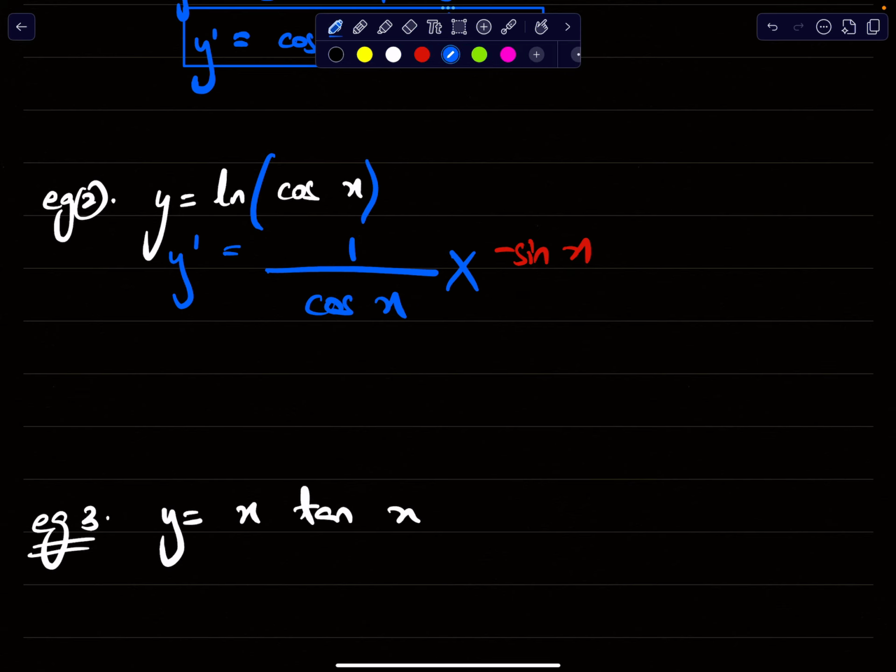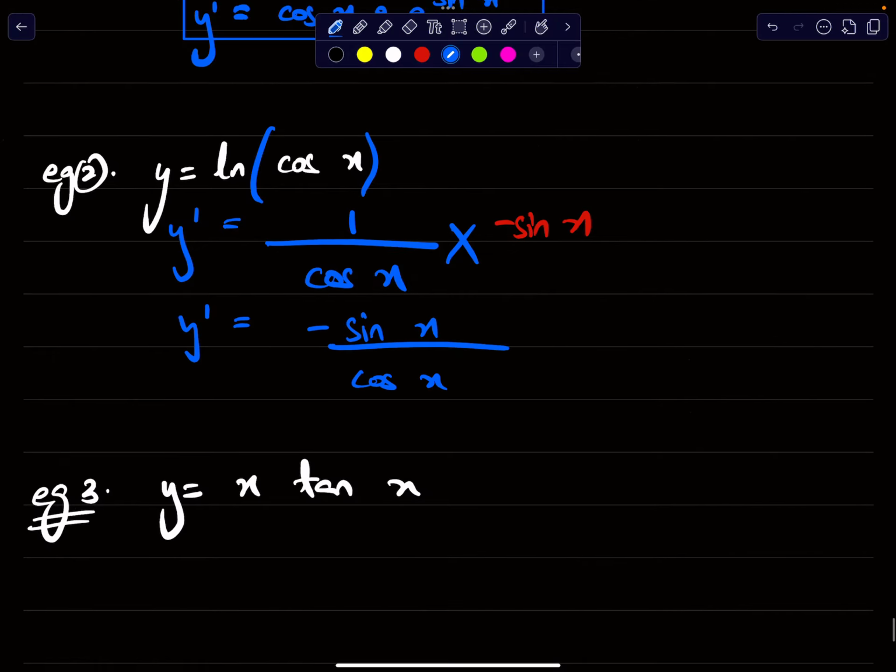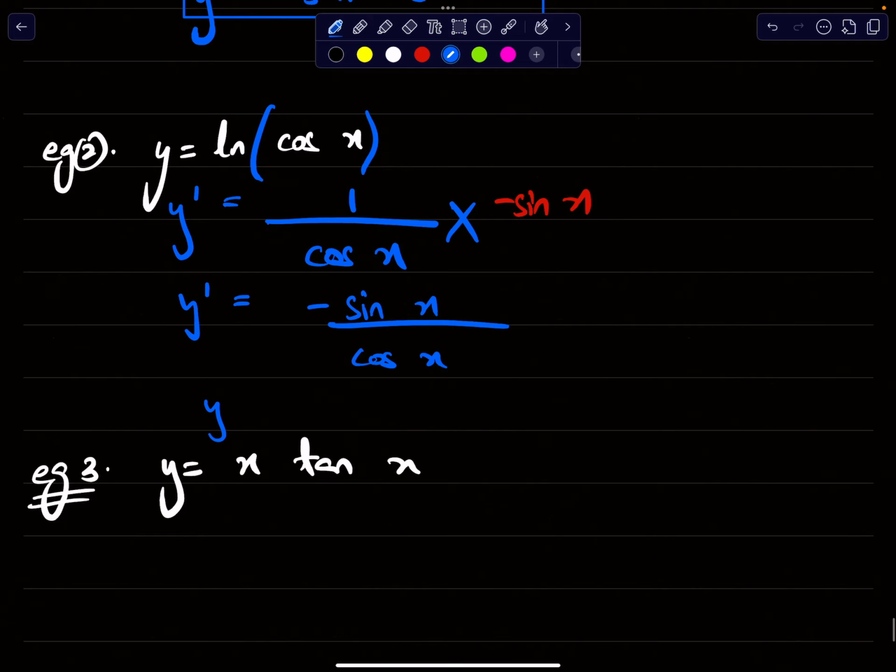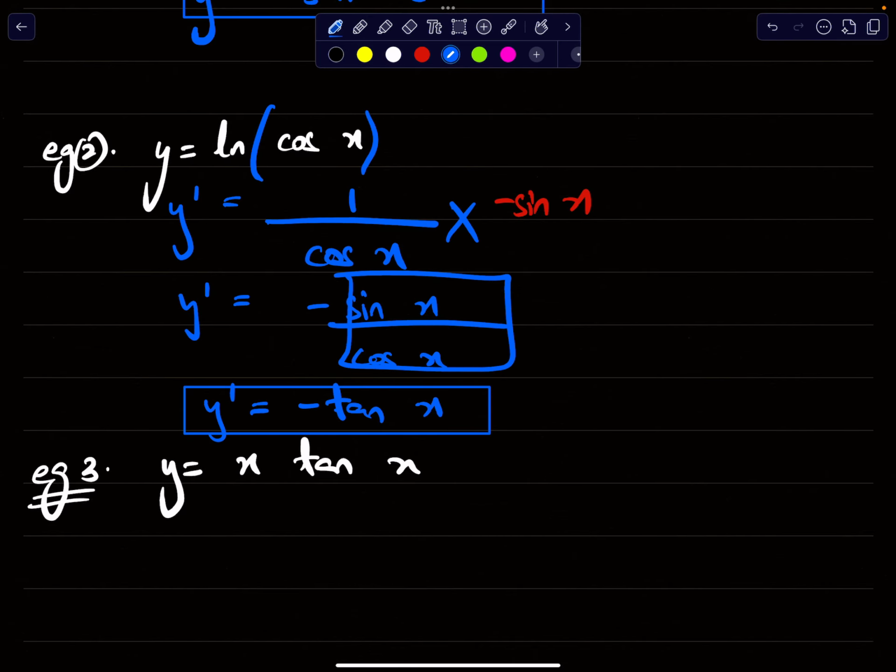So we have y dash is equal to minus sin x over cos x. We can further simplify this. So our final answer for the differential is going to be minus tan x, since sin x over cos x is tan x.